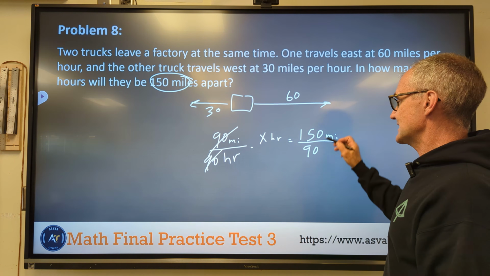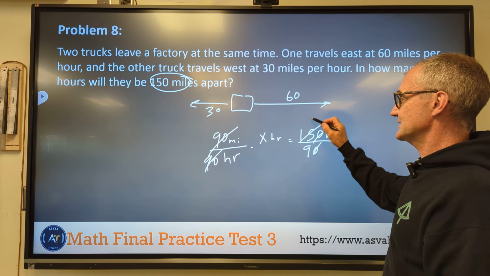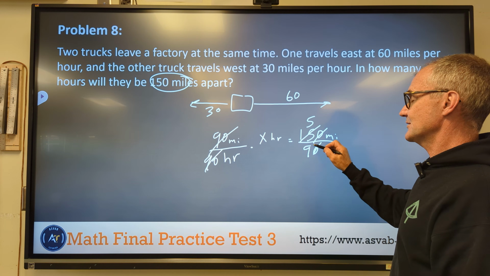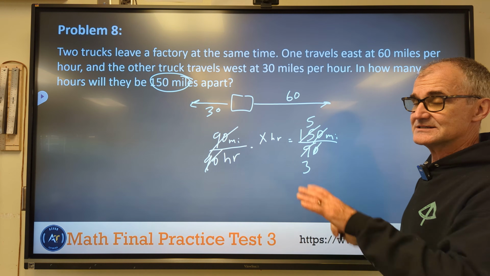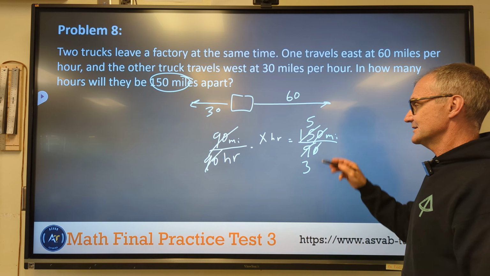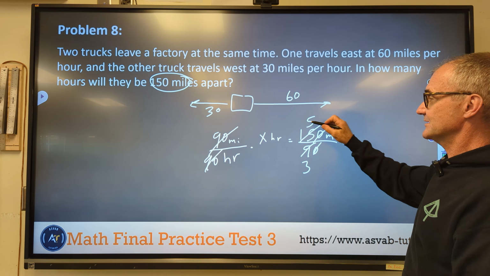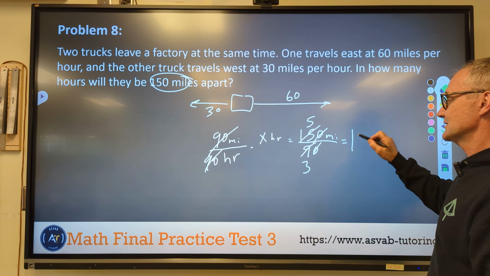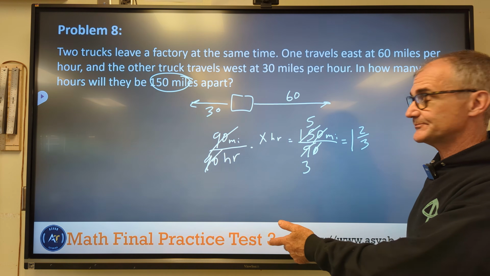Then I want to reduce that. 10 will go into each of them. 3 will go into 15 5 times. 3 will go into 9 3 times, giving me 5/3. That's the number of hours. Kind of funny to answer 5/3 of an hour, so I'm going to turn that improper fraction into a mixed number. 3 goes into 5 one time with 2 left over. So it is 1 2/3 of an hour.